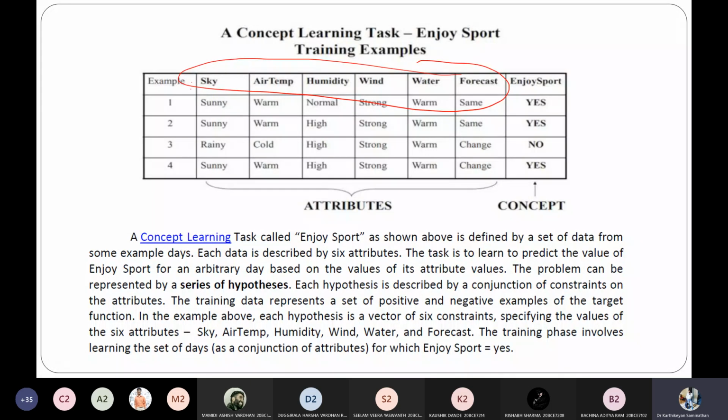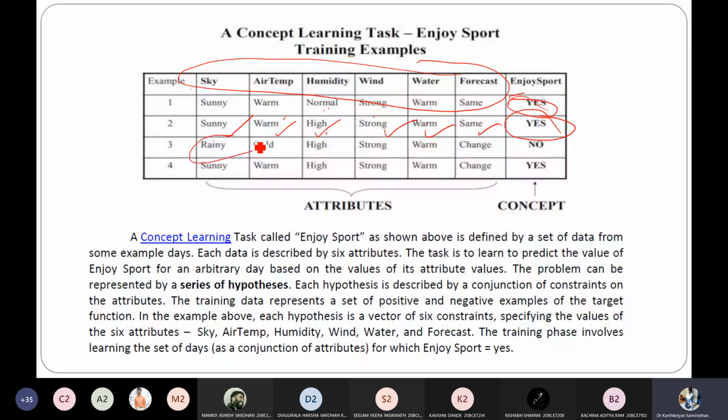So the first condition, there are 3 conditions. When the sky is sunny and warm, humidity normal, wind strong, water warm and forecast same, then he will enjoy the sports. That is the first option. The same, sunny climate, warm, humidity high, strong, water also warm, then he will come out. Instead of normal humidity, even if humidity is high, he will come out.